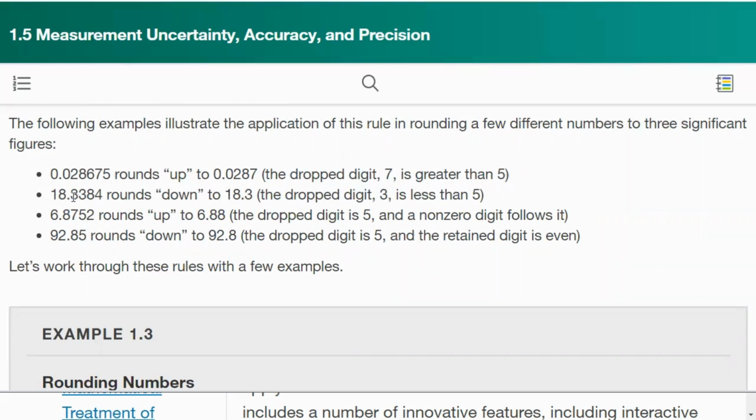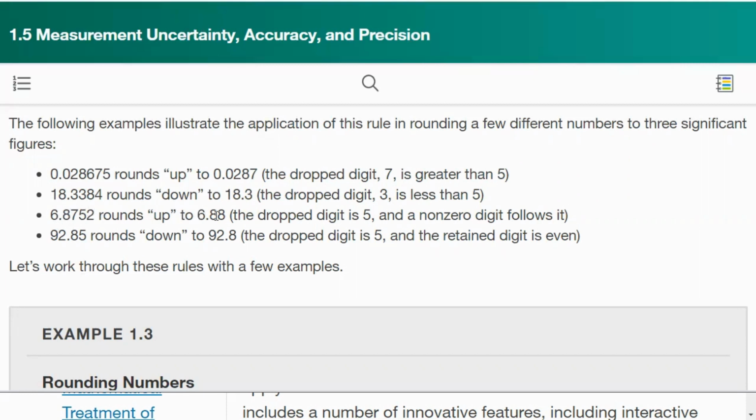And we're going to round to 3 significant figures. So it should be 183. Is that 3? Yeah, so the rest here is less than 5. This number is less than 5, so we just drop it. So it should round down to 1.83. The drop digit 3 is less than 5.